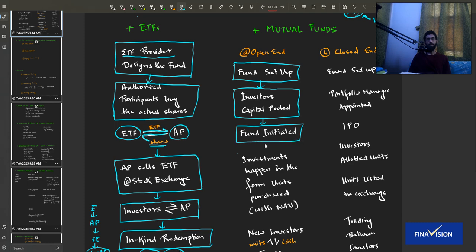Fund is initiated means investments are happening in the form of units purchased. Now, how is the capital pooled? Obviously, by distributing units of the mutual fund. Investments happen in the form of units purchased. The investors get units in exchange for cash invested, and that unit has a particular NAV or net asset value, which depends on the underlying portfolio of stocks that this cash is going to be invested in, right?